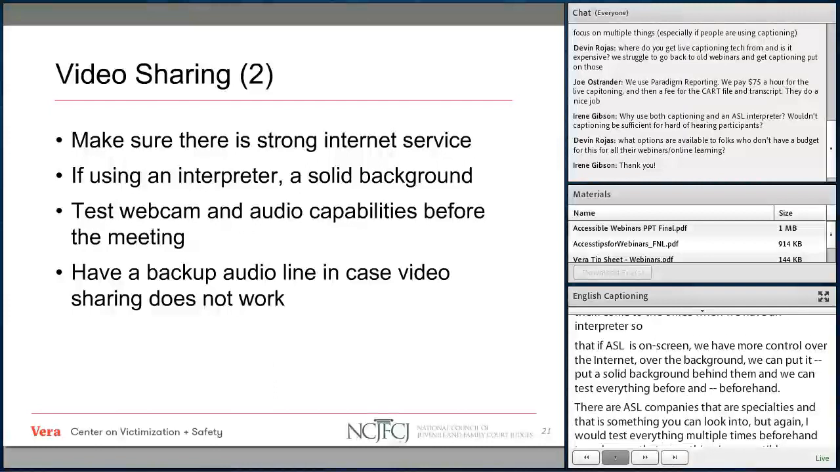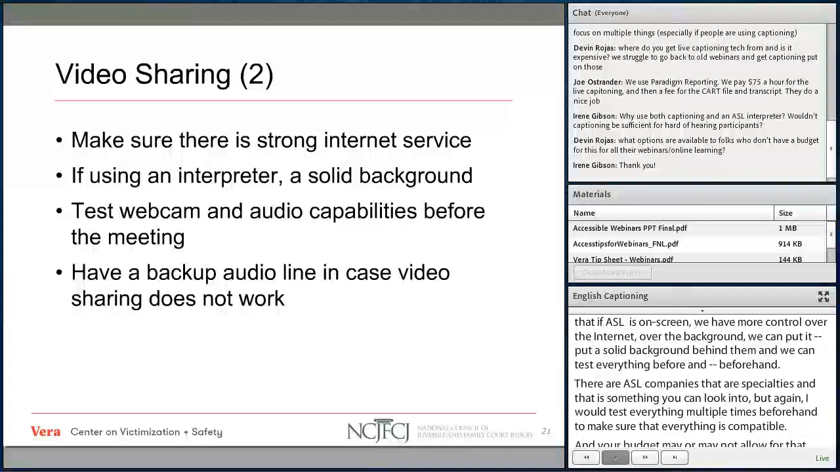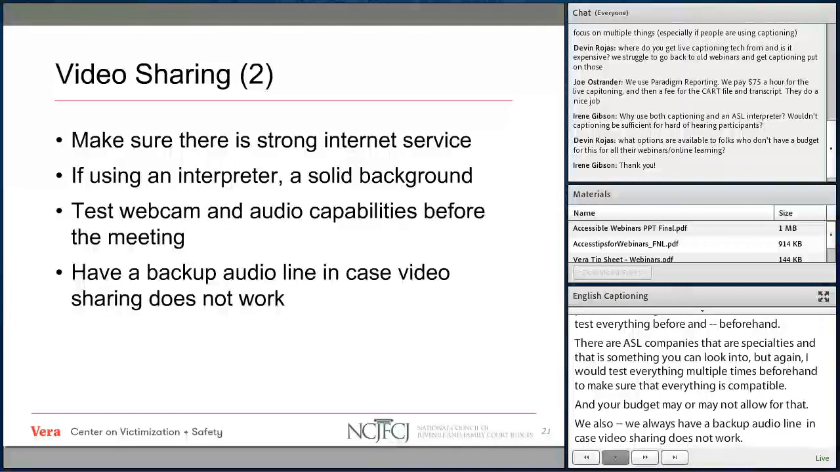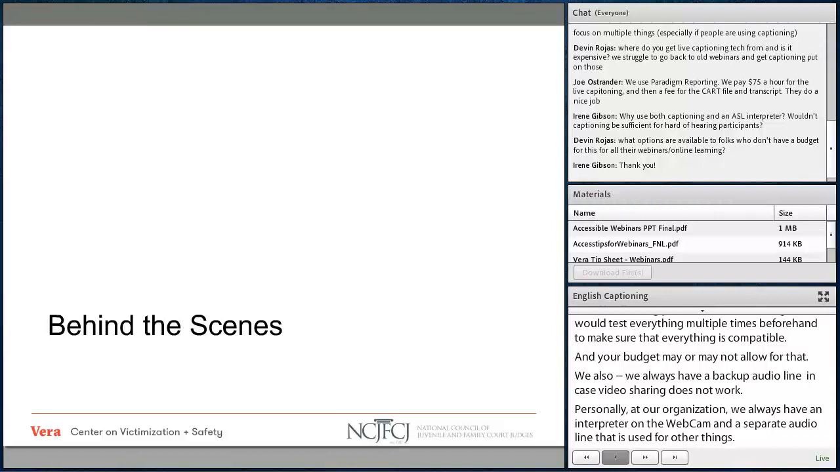We always have a backup audio line in case the video sharing doesn't work. So personally at our organization, we always have the interpreters on the webcam, and then we have a separate audio line that is used for other things. We never have any presenters, whether they're interpreting or not, use the video and the audio from their computer because it pulls a lot of bandwidth unnecessarily. So that is just something to keep in mind.